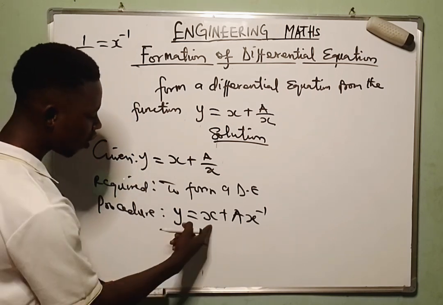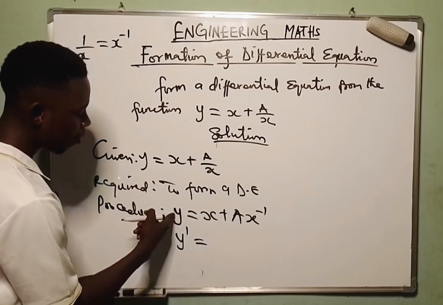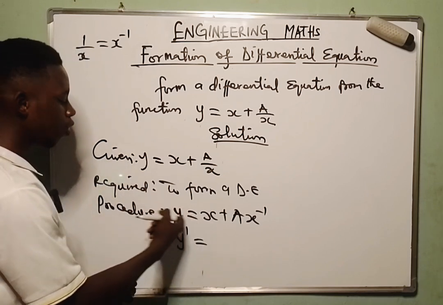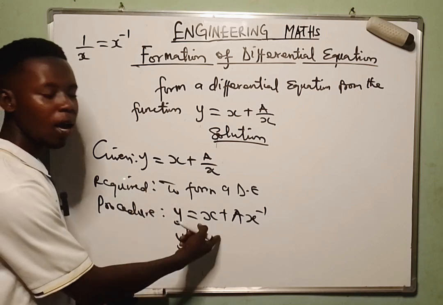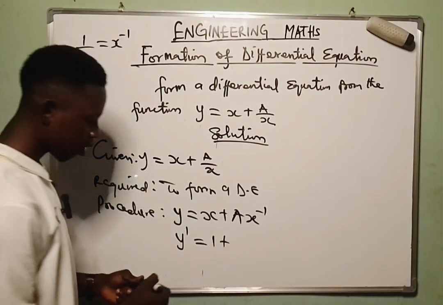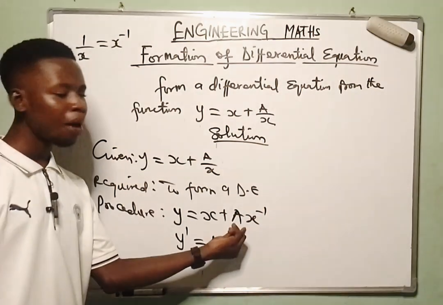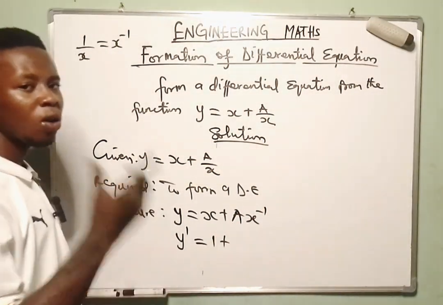you will have differentiating y with respect to x. Now you'll be having here to be what? 1. And then when you differentiate a x raised to the power of minus 1, don't forget that your a is your arbitrary constant.